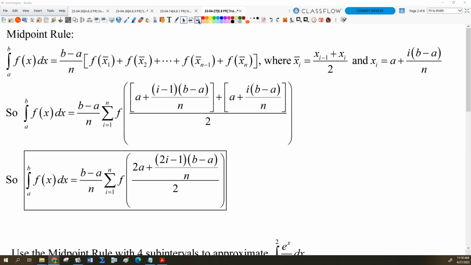Well, one thing we could do is use rectangles built from the midpoints of each subinterval. Okay, this is called the midpoint rule. I don't know if this is even on the AP test, honestly. One source says it is and one source says it isn't, but it's pretty easy to do.